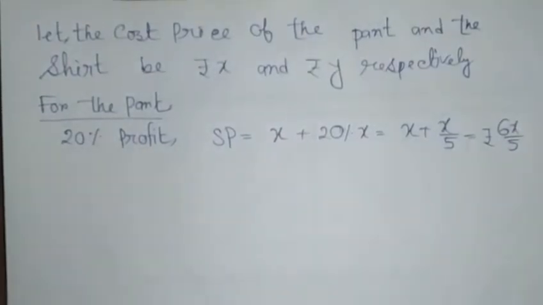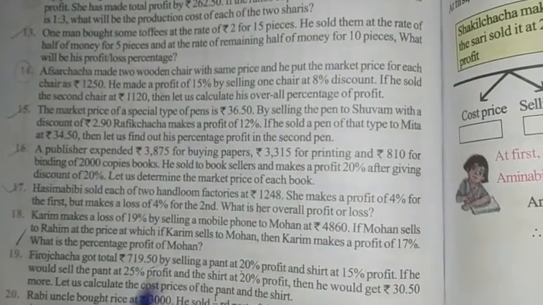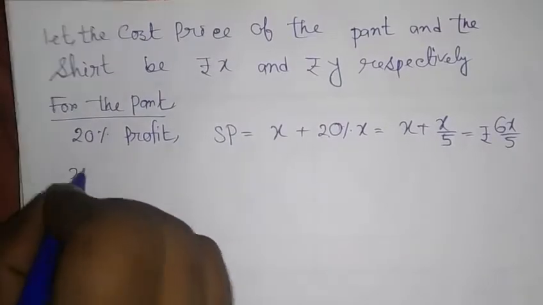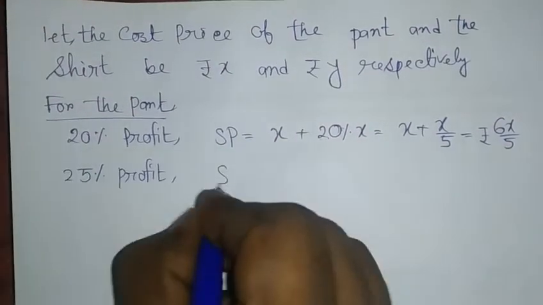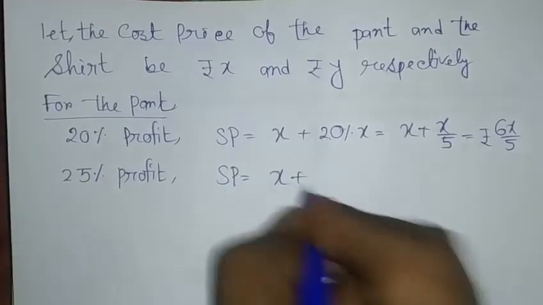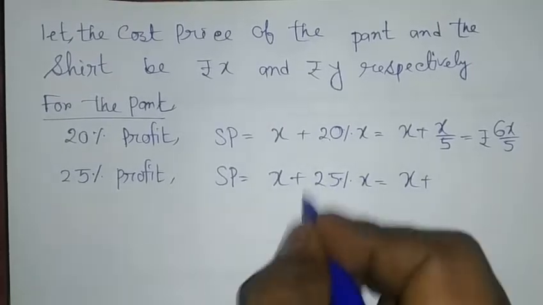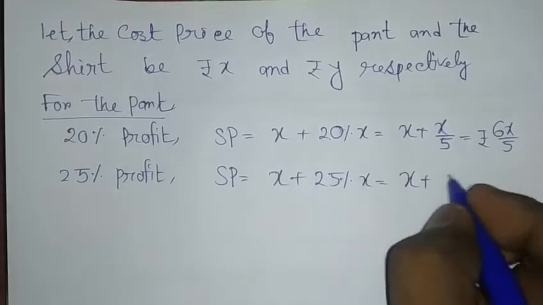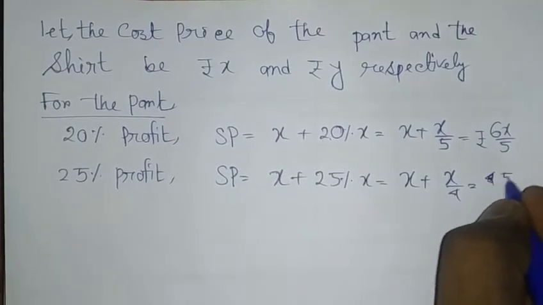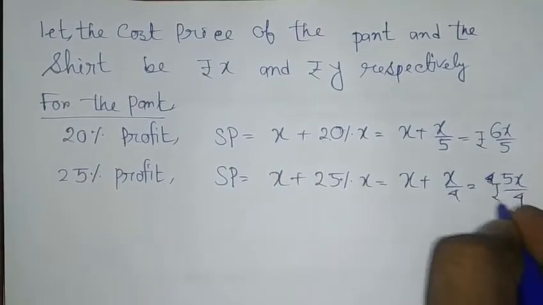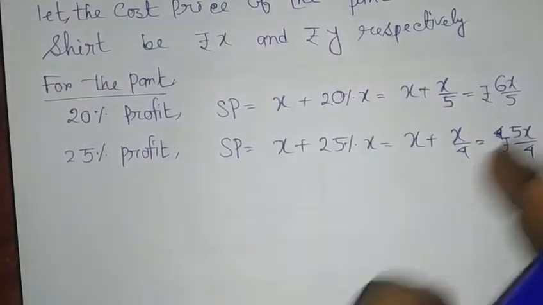Now in the second case, he would sell the pant at 25% profit. Then when 25% profit occurs, the selling price is X plus 25% of X, that is X plus X by 4, since 25% means 1 by 4. So 4 into X plus X, that is 5X by 4. We can write it directly. If there is a problem in this calculation, you can ask me.